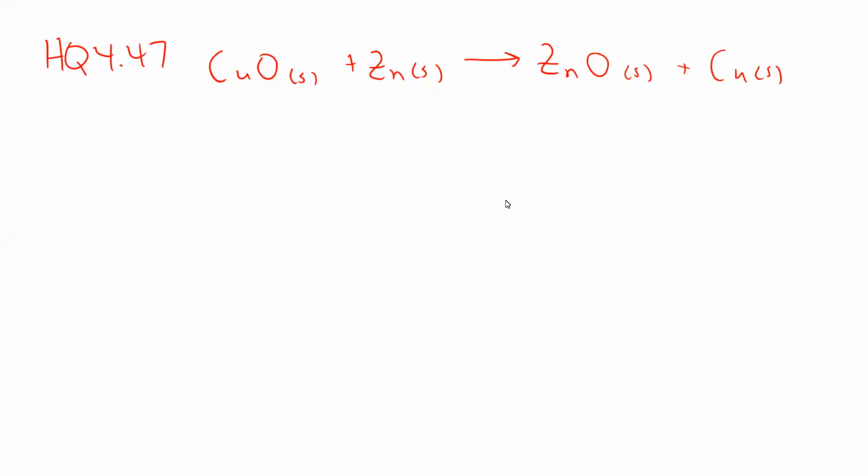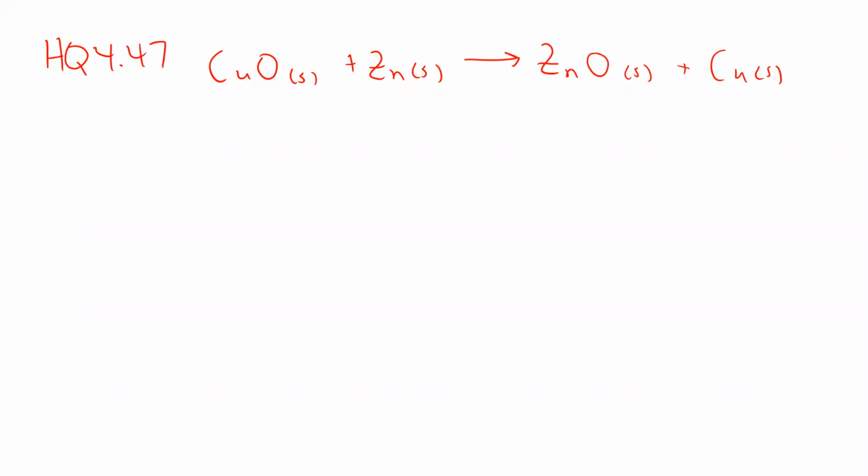So question 47 from the homework, we're given this: copper(II) oxide reacts with zinc to form zinc oxide and copper. The question asks, what's the oxidation state change for copper in the following reaction? That being said, we can still break this down into the redox reaction. So here, we can't ionize anything because everything is a solid. That being said, we can still assign an oxidation state to everything.